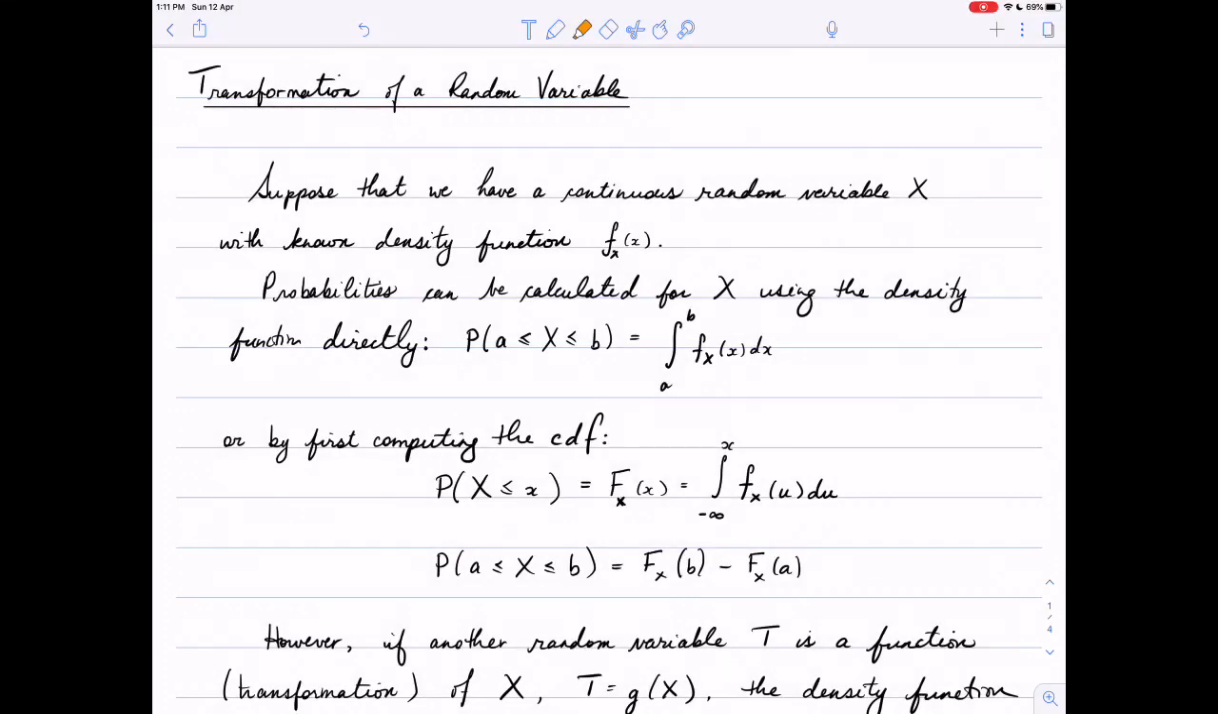In this video, we're going to talk about the transformation of a single random variable. And in particular, that variable is going to be continuous. So let's go through some of the setup here, which is going to involve a review of some concepts for continuous random variables.